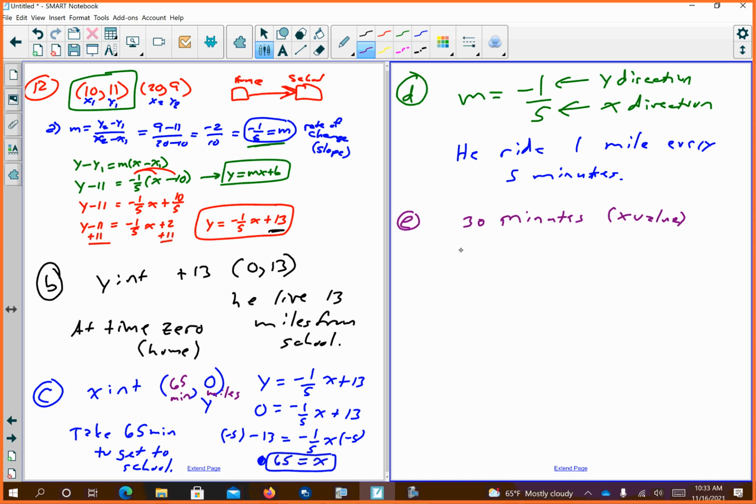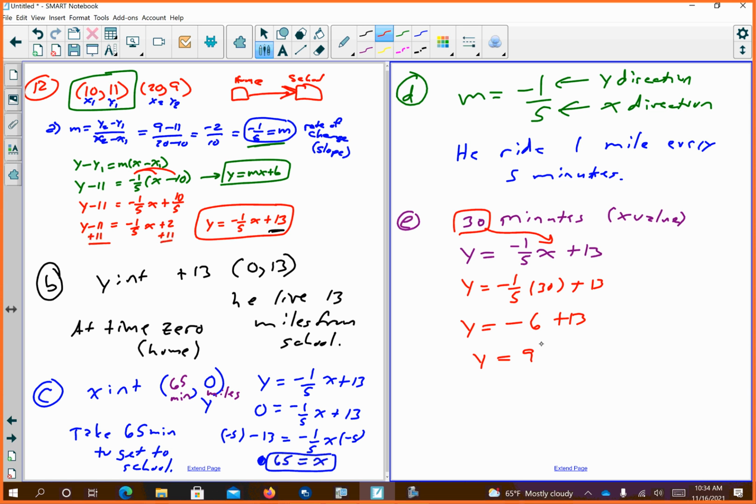Okay, so if I take my equation, which is this, and I plug, because everything's in minutes, if I take this 30 and I plug it in for x, I have y equals -1/5 times 30 plus 13. That's going to give me -6, I believe, plus 13. So after 30 minutes of old Harold riding his bike, he's 9 miles away. He's 9 miles from where he started. I guess he's 9 miles from home.